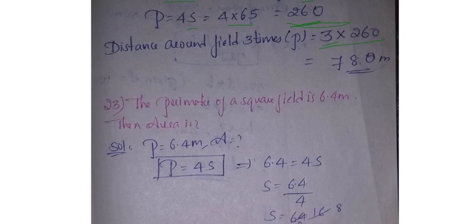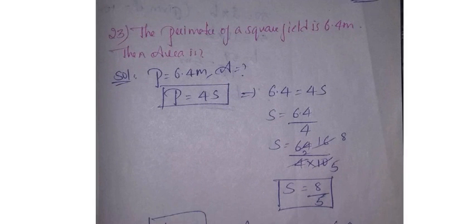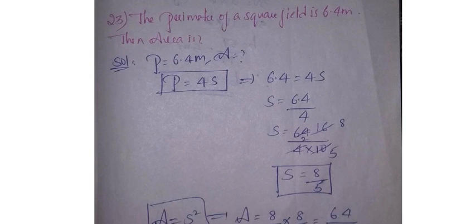This problem is very easy. Okay, I am reading the question. The perimeter of the square field is 6.4 meters. They have given one square and the perimeter. This is a square, 4 sides. Total they have given perimeter is 6.4 meters. So I have written perimeter 6.4 meters.